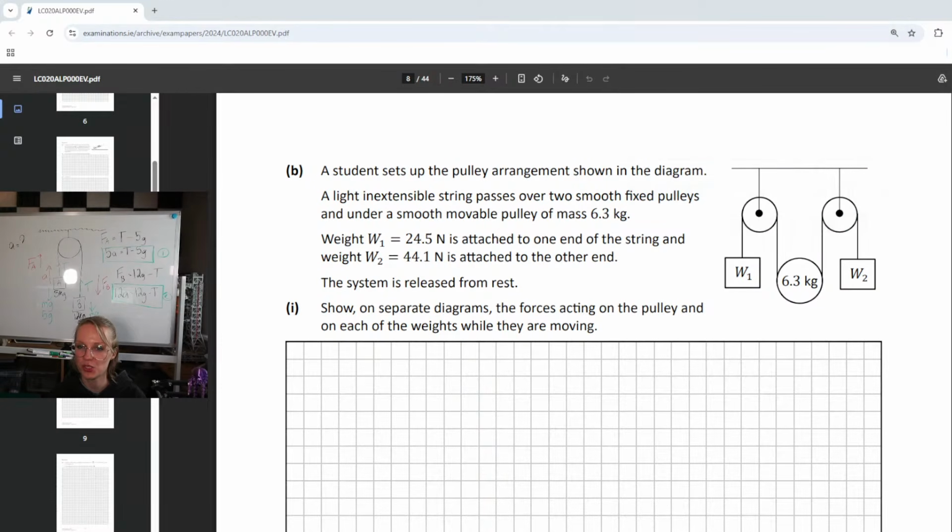Welcome in, raiders. We're just doing some pulley problems. I'm showing the exam paper for the Irish Leaving Cert Applied exam from 2024, and we're going to solve that at the moment, before we try and solve a really complicated exam question from last year. So we're going to solve this one first.